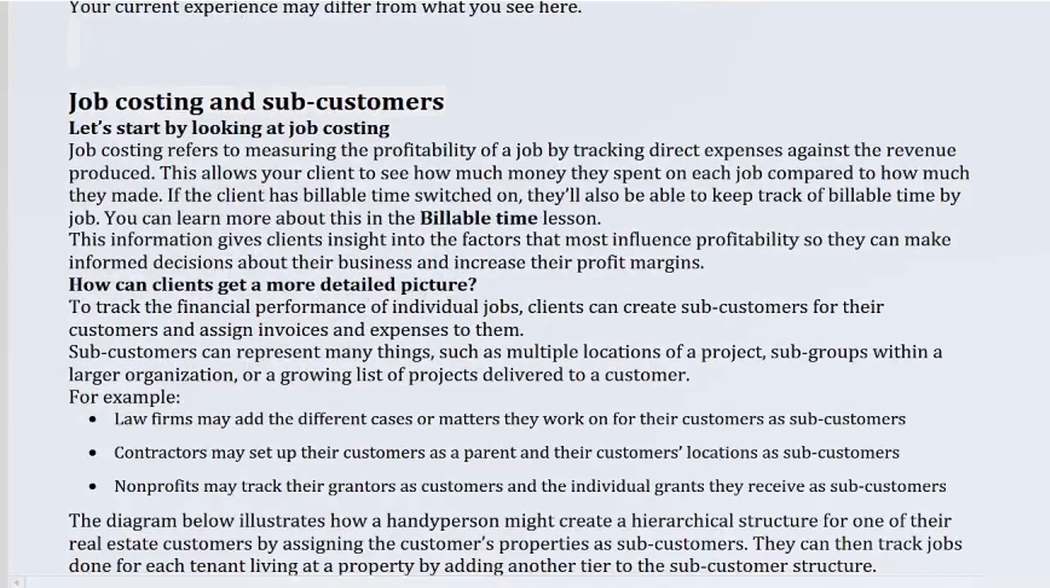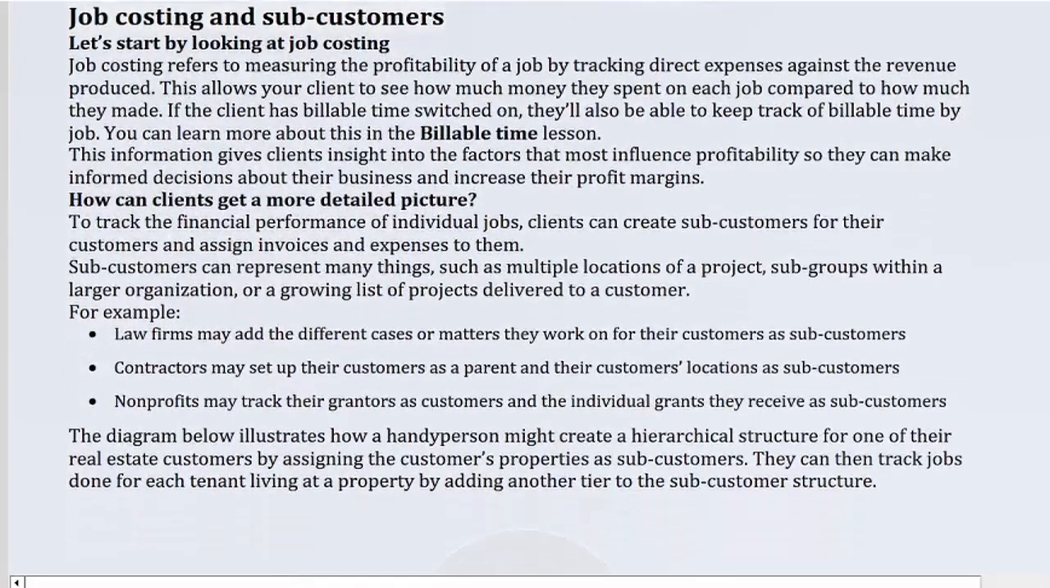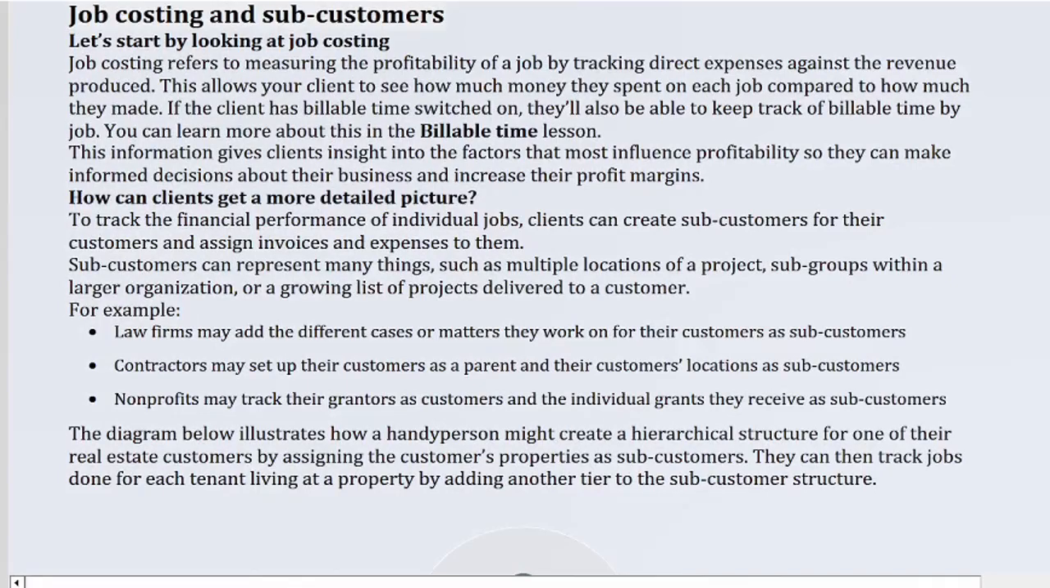Job costing and sub-customers. Let's start by looking at job costing. Job costing refers to measuring the profitability of a job by tracking direct expenses against the revenue produced. This allows your client to see how much money they spent on each job compared to how much they made. If the client has billable time switched on, they'll also be able to keep track of billable time by job. You can learn more about this in the billable time lesson. This information gives clients insight into the factors that most influence profitability so they can make informed decisions about their business and increase their profit margins.